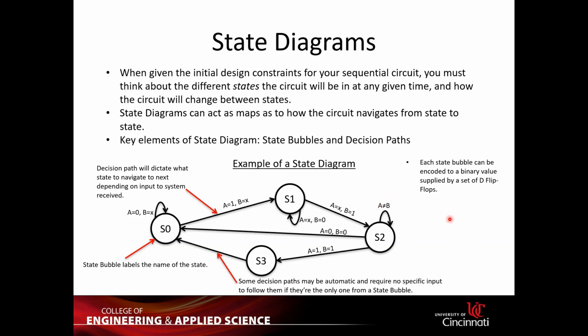Each state bubble can be encoded to a binary value supplied by, let's say, a set of D flip-flops, but you can also use J-K or T flip-flops for this case. Basically the number of states in the diagram will indicate how many flip-flops you need. If you have 4 states, you need 2 flip-flops, because 4 equals 2 to the 2, so you need 2 D flip-flops. So that n is the number of flip-flops that you need.